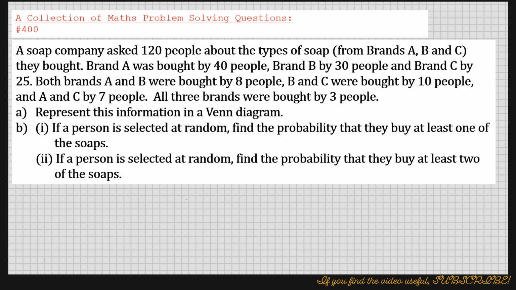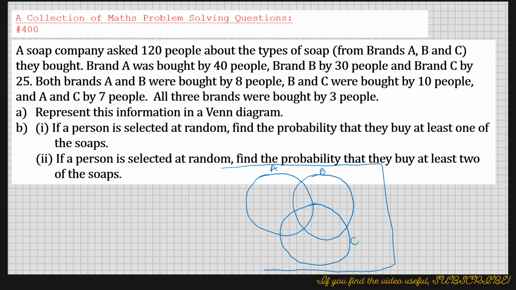So for this, what we do is draw the Venn diagram. We draw the circles, intersecting, so we'd have A, B and C, and we'd also have a universal set. Now we start by writing the number of people who bought all the brands, that is 3. So A intersection B intersection C is 3.